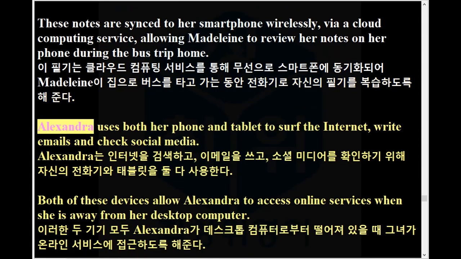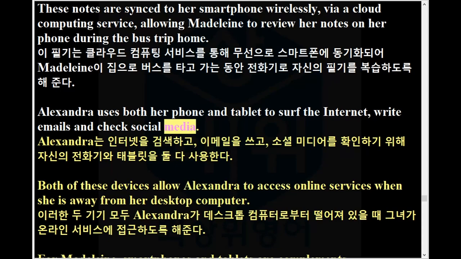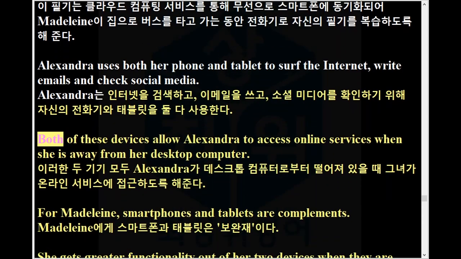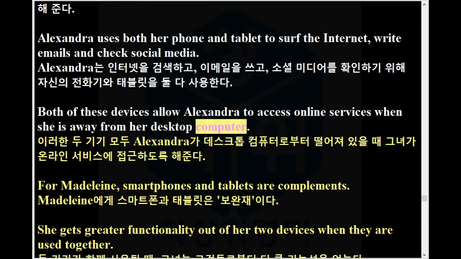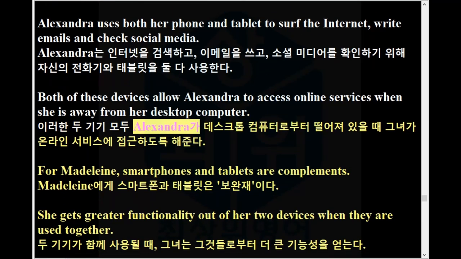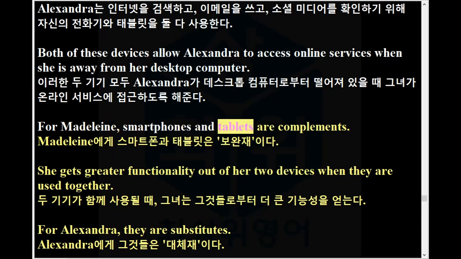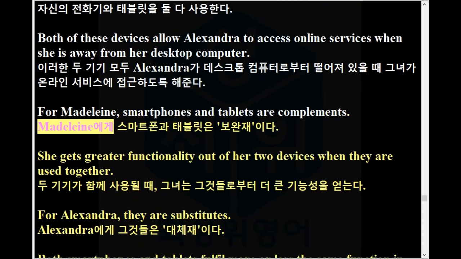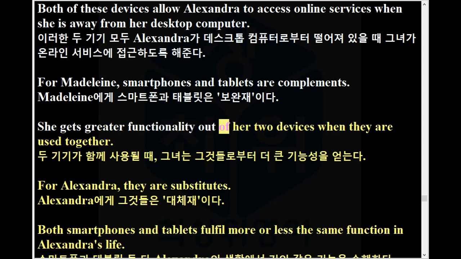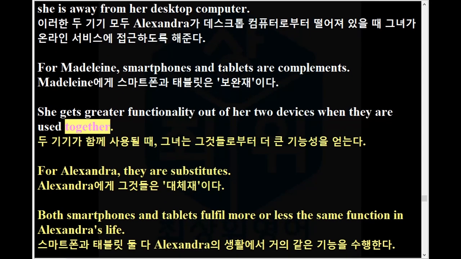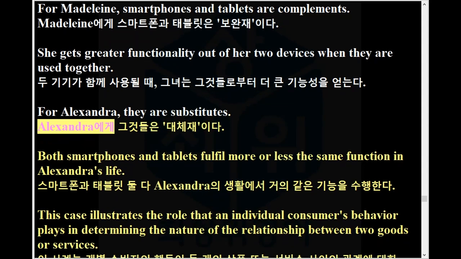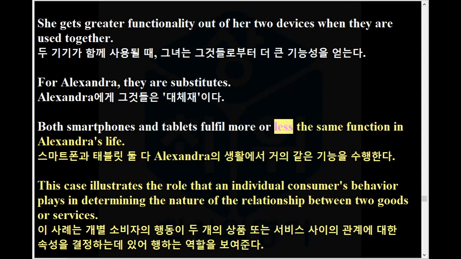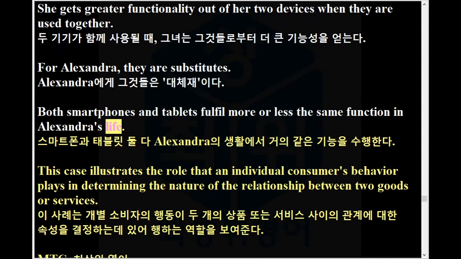Alexandra uses both her phone and tablet to surf the Internet, write emails, and check social media. Both of these devices allow Alexandra to access online services when she is away from her desktop computer. For Madeline, smartphones and tablets are complements. She gets greater functionality out of her two devices when they are used together. For Alexandra, they are substitutes. Both smartphones and tablets fulfill more or less the same function in Alexandra's life.